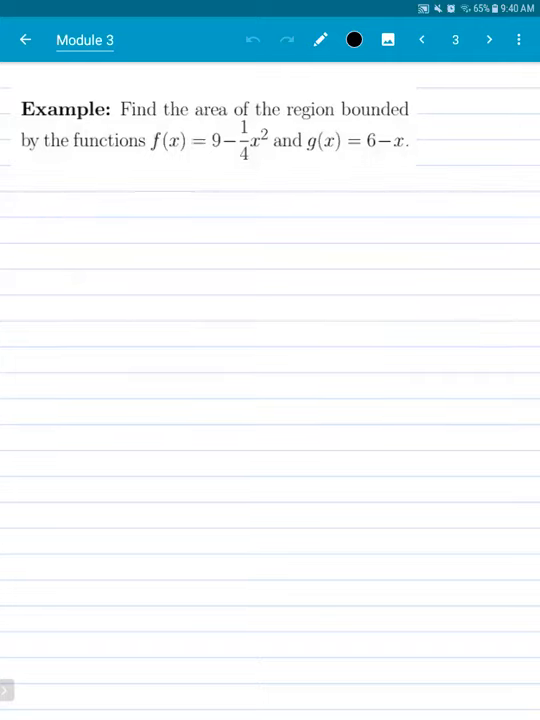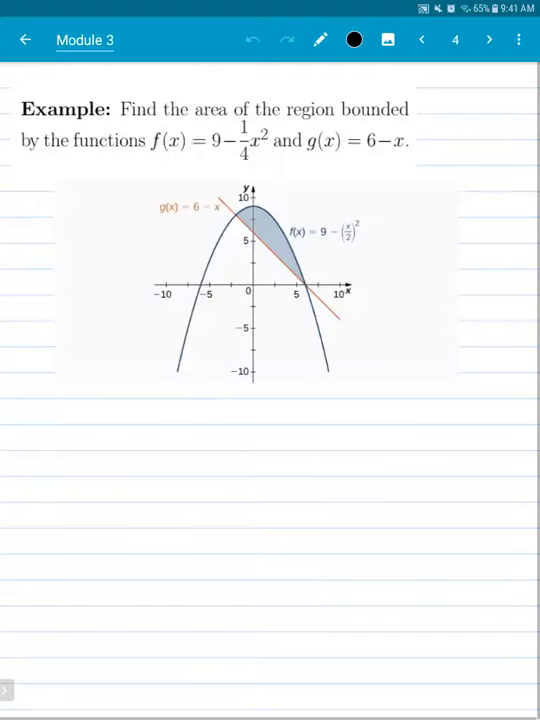So this time, there are no x values or x boundaries given. So that means it should be a closed curve. The two curves will in fact have an intersection, and the area enclosed by the two curves will be the area we will be looking for here. Now the functions are f of x equals 9 minus 1/4 x squared, it's a parabola, and g of x equals 6 minus x, a line. And here's the figure.